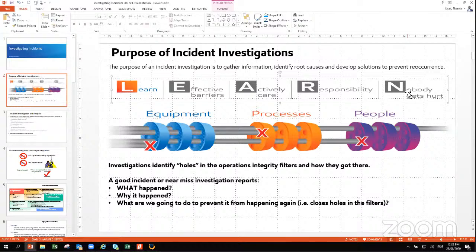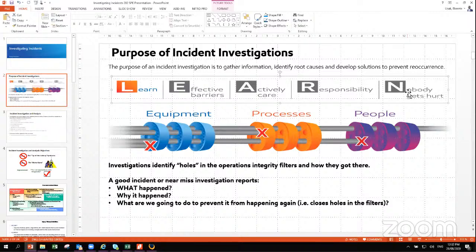So we want to look at these three things and say, yeah, we are able to stop the equipment from failing, make sure that our processes are working fine, and we have the right set of people with the right frame of mind. So that is the purpose of investigation or analyzing an incident.